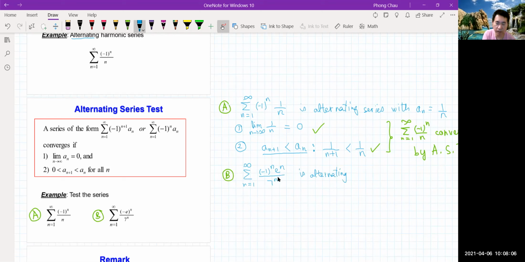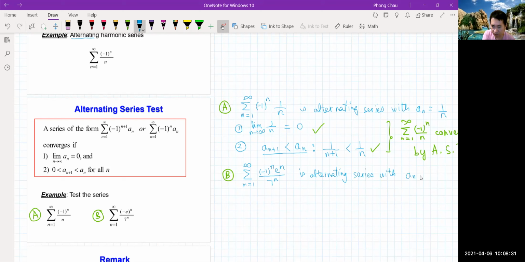Notice that I didn't write out the terms. If you want, you could. You can see the sign alternating. But as long as I see (-1) to the n power or some n plus 1 power, then you know that the series is an alternating series. And therefore, I can use the alternating series test here.